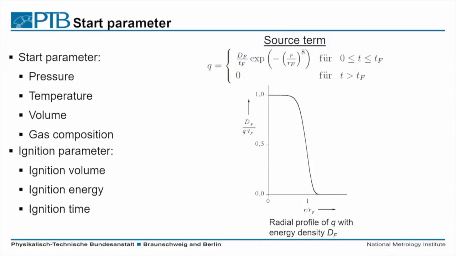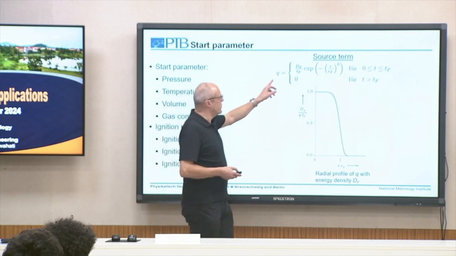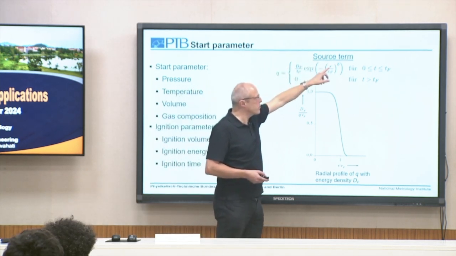Then we have this ignition source term here, but first we explain again the parameters. Of course, we need to know pressure, temperature, size of the volume before we perform the calculations. We need to know the initial gas composition, and we need to know the ignition parameters. It means to know the ignition volume, ignition energy, ignition time. So how much energy is deposited by our spark, in which time and in which volume. And this can be described for our equation system by our source term.